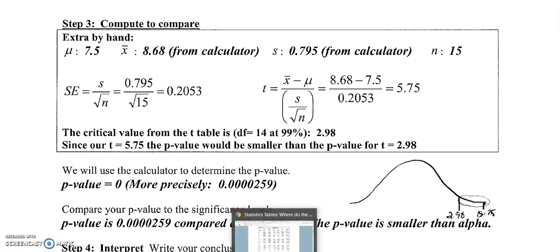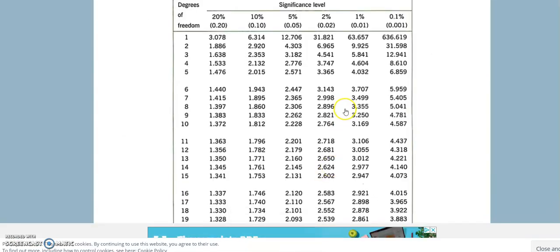There are different t-tables, so here's one example of a t-table. Since we're doing 99%, we look at the 1%. Our degrees of freedom is 14. That's where we get the 2.98 from.